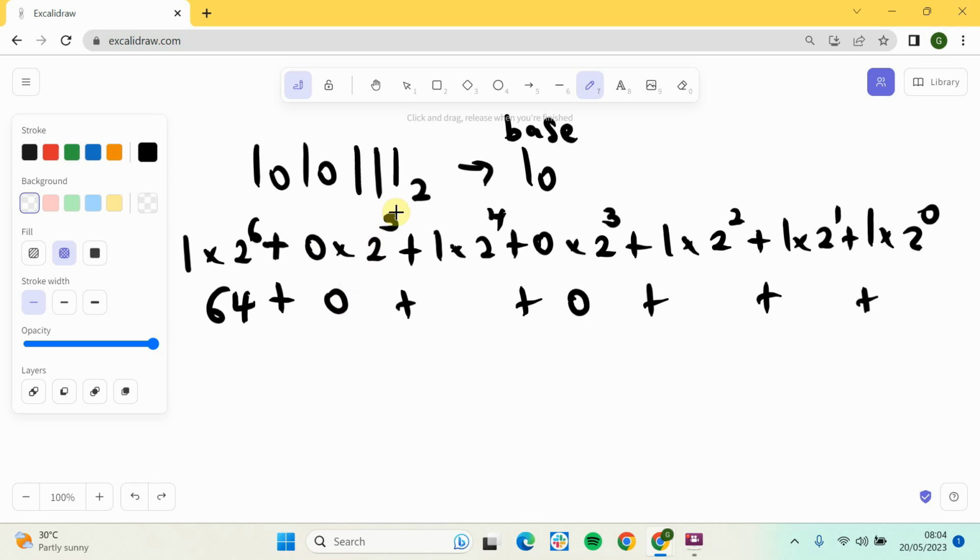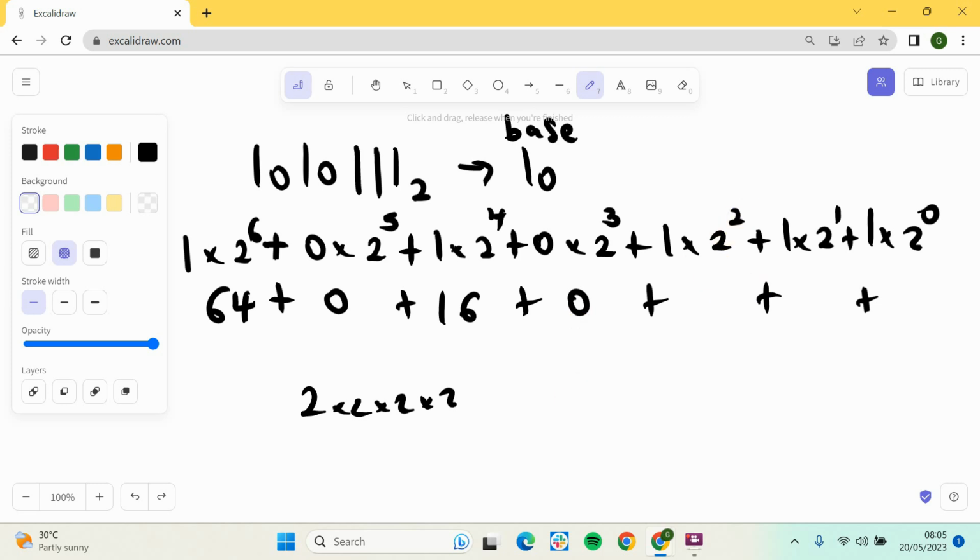So I don't need to bother myself about what 2 raised to the power 5 is. 2 raised to the power 4 is what? That is 2 times 2 times 2 times 2. 2 times 2 is 4, 4 times 2 is 8, 8 times 2 is what? 16. So this one is going to be resolved as 16. 16 times 1 is 16. This is already giving me 0, so I don't need to bother about this.